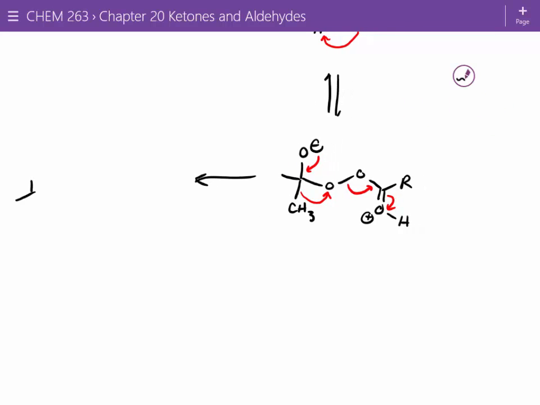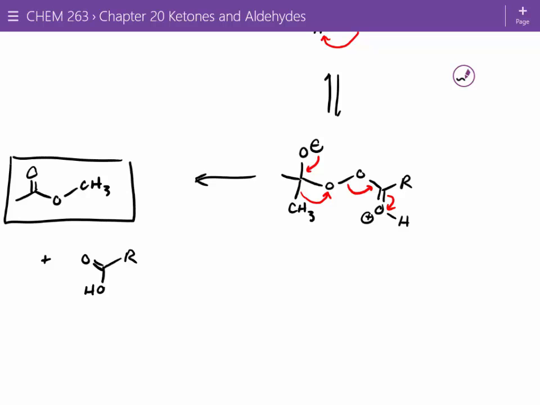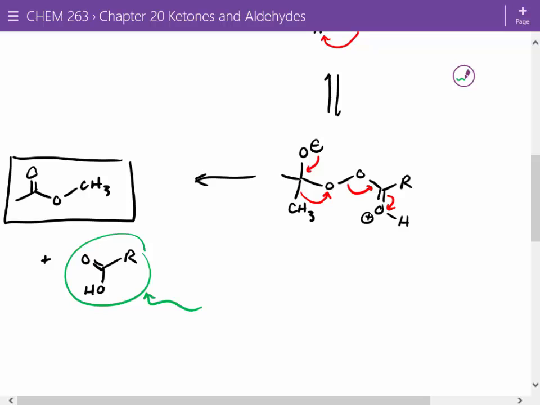So now if we look at our original ketone, it's now become an ester. And let me actually draw it in a specific orientation. The new group that we popped off is a carboxylic acid. So our main product is the ester, and then we get a carboxylic acid byproduct.